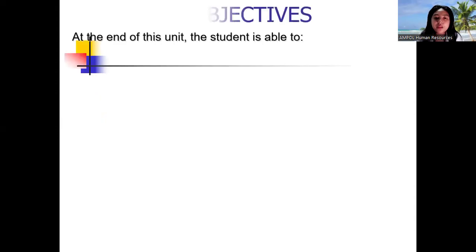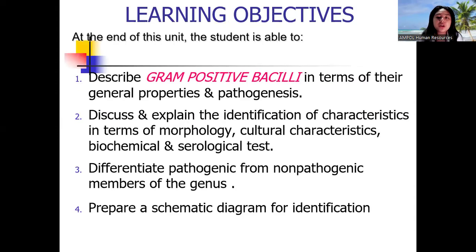So, learning objectives: in terms of general properties and pathogenesis, the different properties and pathogenesis; explain the characteristics, morphological, cultural, and biochemical, and even the serological testing; distinguish pathogenic from non-pathogenic members of the genus, and prepare a schematic diagram for identification.